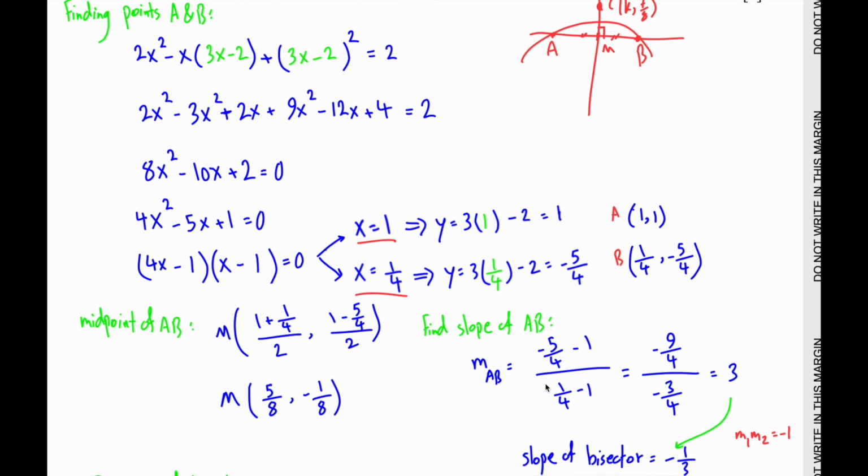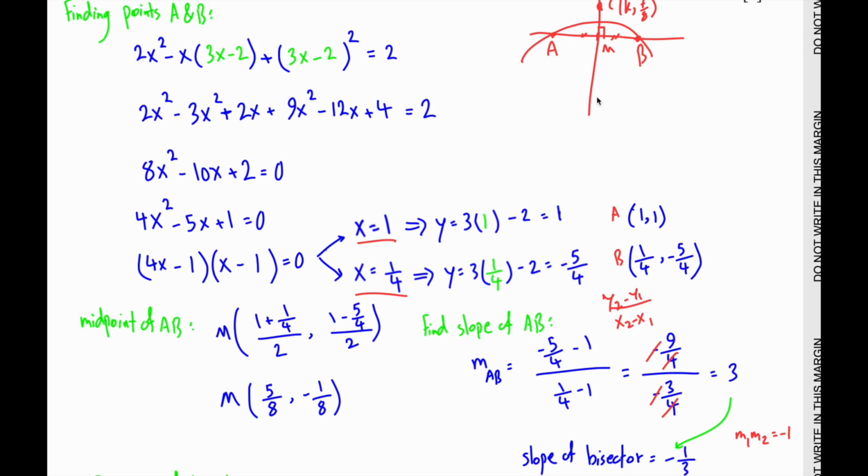And then I'm going to find the slope of my line AB. That can be found using the famous formula y2 minus y1 over x2 minus x1, in other words, rise over run. So I took this one to be y2. That means negative 5 over 4 minus 1, over 1 over 4 minus 1. And that is nothing but negative 9 over 4 divided by negative 3 over 4. The 4's cancel, same as the negative sign. 9 over 3 is positive 3.